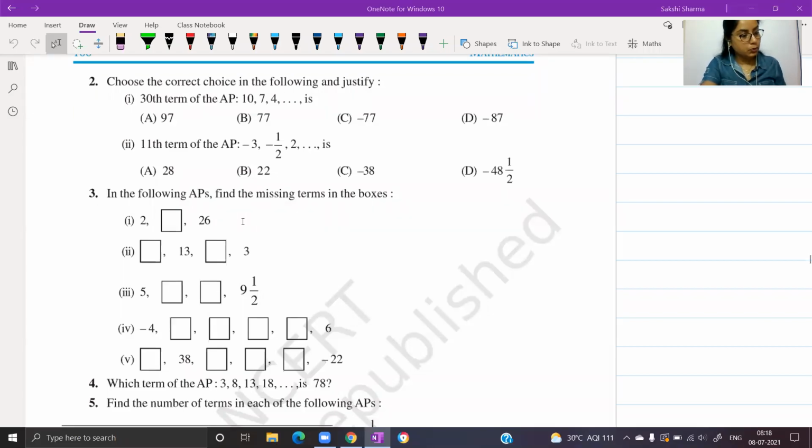Question number 2 here, it's an MCQ question. Choose the correct choice in the following and justify. So justify means you have to show your work. How did you obtain your answer? You're given an AP. In the first part, you're given an AP 10, 7, 4, and so on, and you need to find out which term is the 30th term out of the given terms. So we will be applying the formula to find the nth term.